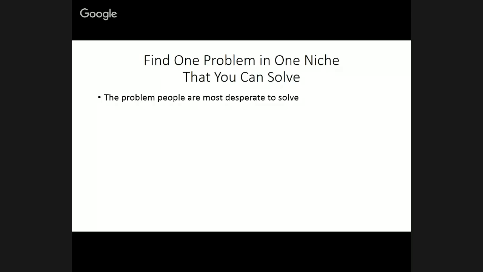How many of you know that people will do anything to take pain away faster than they want to accomplish a goal? Sometimes, if you're trying to help somebody accomplish a goal, that's cool. But if you're trying to help them rid themselves of some kind of pain, they'll pay for it. So try to find the pain that people are willing to pay to make go away. Take all of the problems you know how to solve and find the one that people are most desperate to solve. Then try to pick the one that you just can't easily solve with an internet search.